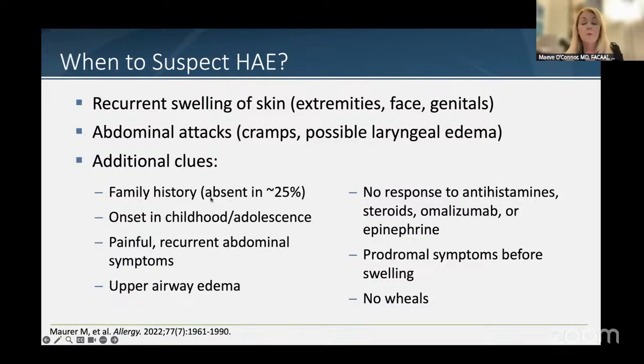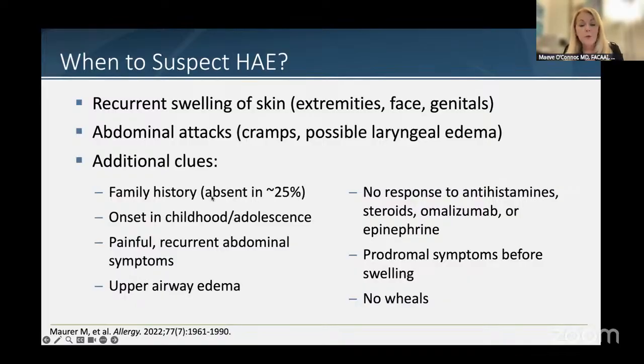25% of patients may have no family history, even though I mentioned that it is autosomal dominant. Onset, again, as I mentioned, is typically in childhood or adolescence, with painful and recurrent abdominal symptoms with no other cause, upper airway edema, and then again, I will repeat it again and again, no response to antihistamines, steroids, epinephrine, or omalizumab.